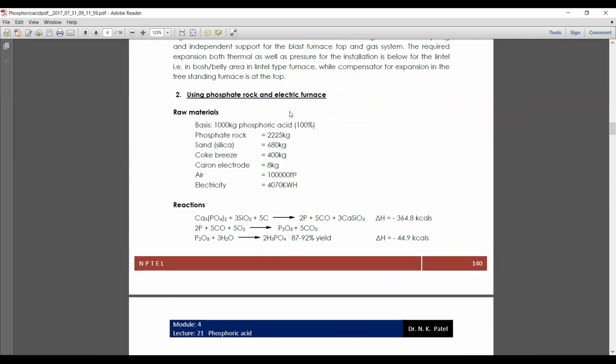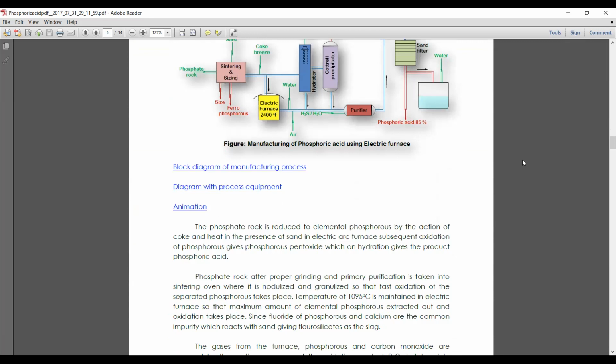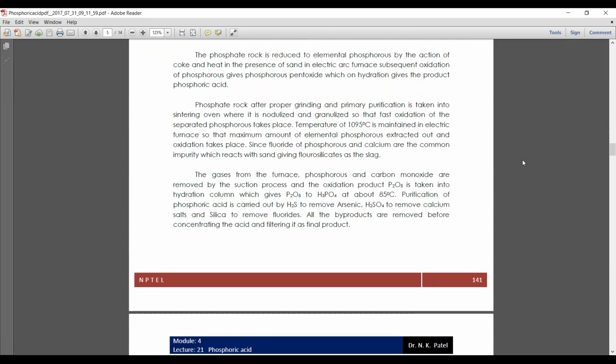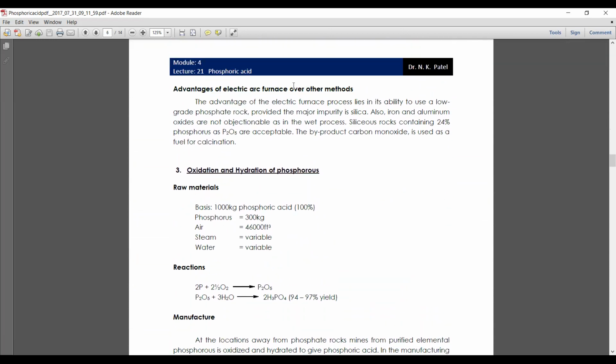Then using rock phosphate and an electric furnace also we produce phosphoric acid, and it has a PFD also. So you have an electric furnace instead of a blast furnace here. Then the advantages of the electric arc furnace over other methods when compared to blast.